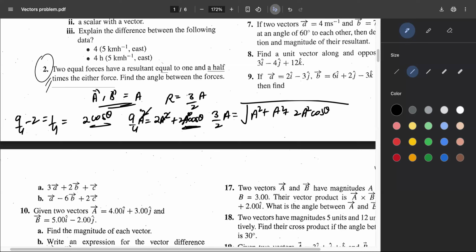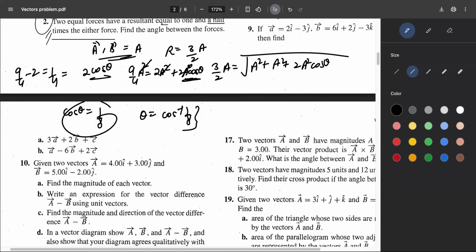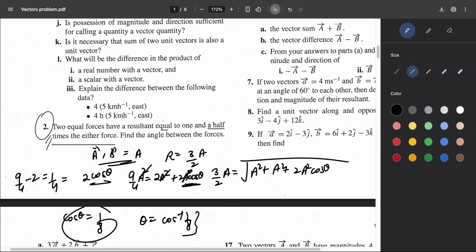Yeah, actually it's correct, I have not made any mistake. So this comes out as cos theta equals 1/8. So theta is cos inverse 1/8, which comes out as the answer. We don't have any options for this, so this is the correct answer. Any doubt in this one? No doubt. Okay.